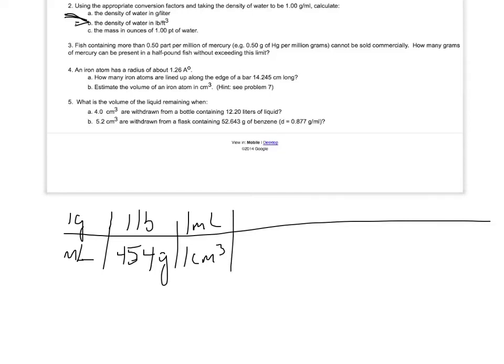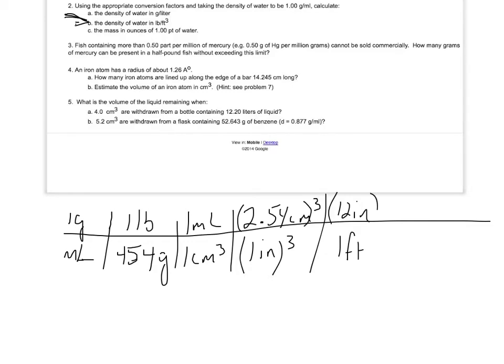And now we have it in centimeters cubed. And now we can say there are 2.54 centimeters per 1 inch. Now don't forget, you have to cube these values, so you have to cube the 2.54, right? The 1 doesn't matter so much, but we need to show that we've cubed that. So now we have it in cubic inches, and we can say there are 12 inches per 1 foot. Doing the same thing that we did for the inches, we are now going to cube the 12.